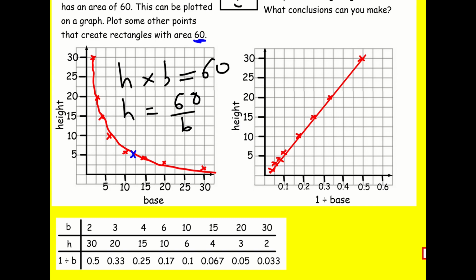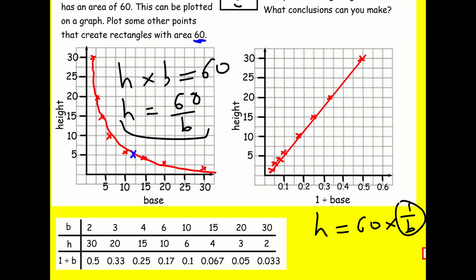But of course you do, because we've actually just plotted h equals 60 times 1 over b, which is exactly the same as this thing here, but we've called this our x. So we've basically done h equals 60 times x. So we are going to get a straight line, and in theory it would go through the origin. The point of this graph is seeing another link with direct proportion.